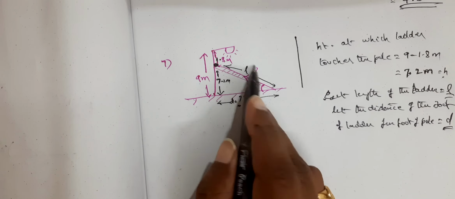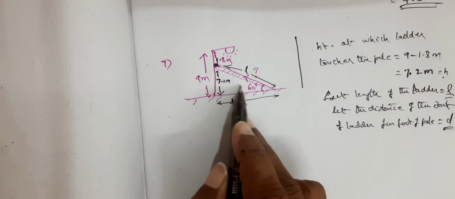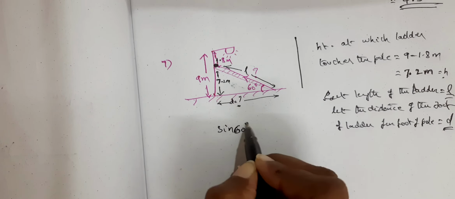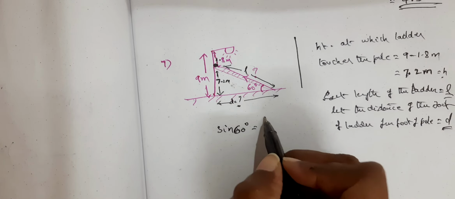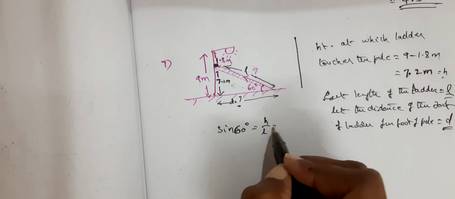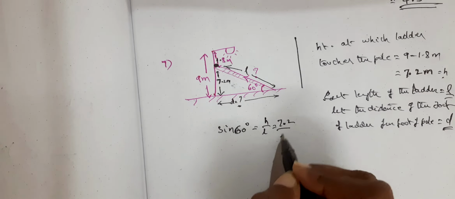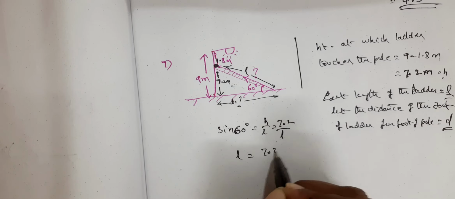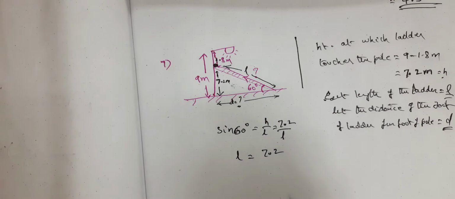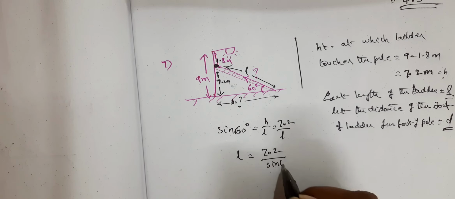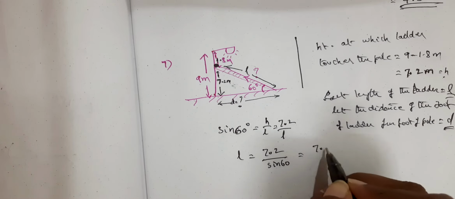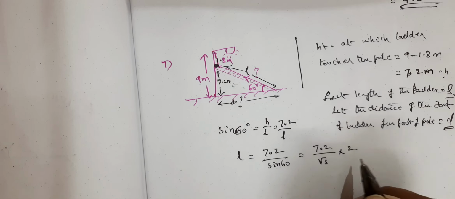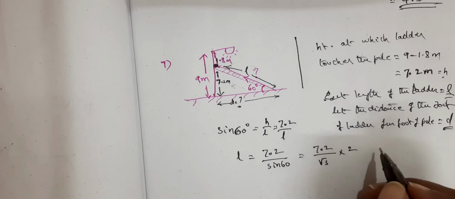So to find L, the opposite side is available to us. Therefore sine 60 degrees is equal to H by L, that is 7.2 by L. Now L is equal to 7.2 by sine 60. Sine 60 is root 3 by 2. I am bringing it directly here. Till now you have seen it already.